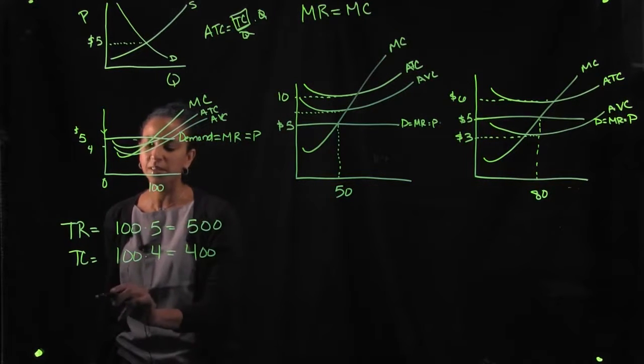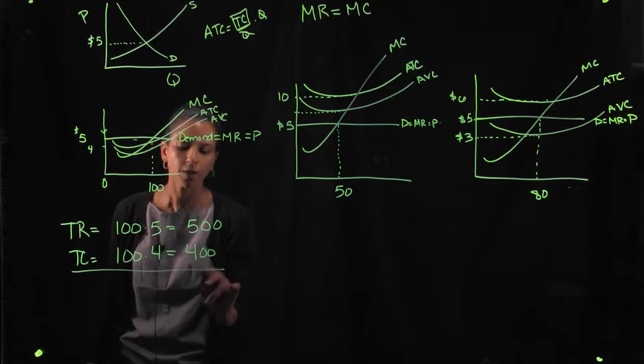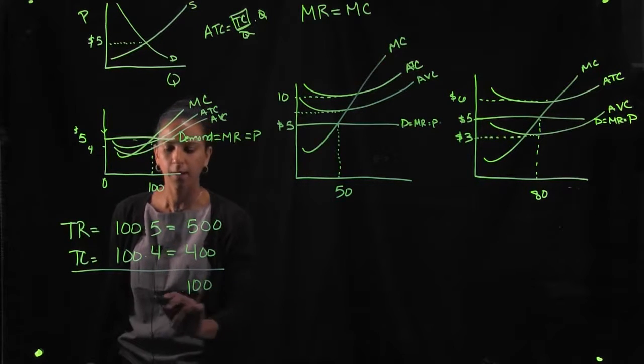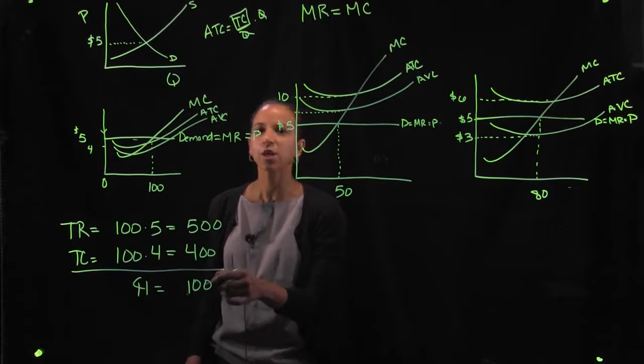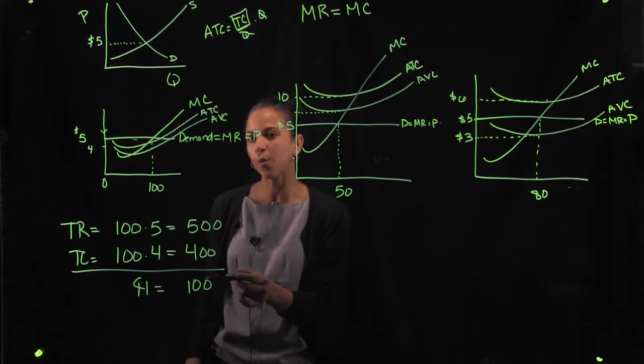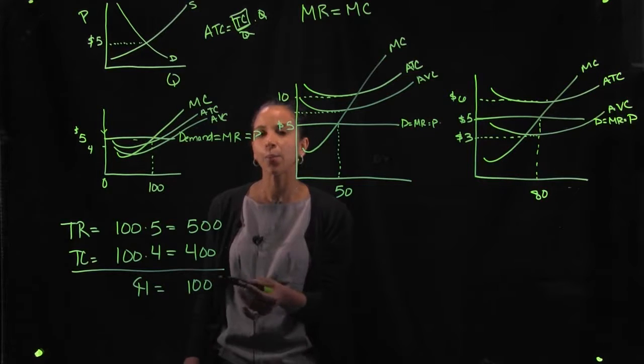And we can see here that this firm is making a profit of 100. And I'm going to use this symbol for profit. So they should stay in business, right? And we'll even go on later to talk about what that will do as far as bringing other businesses into the market.